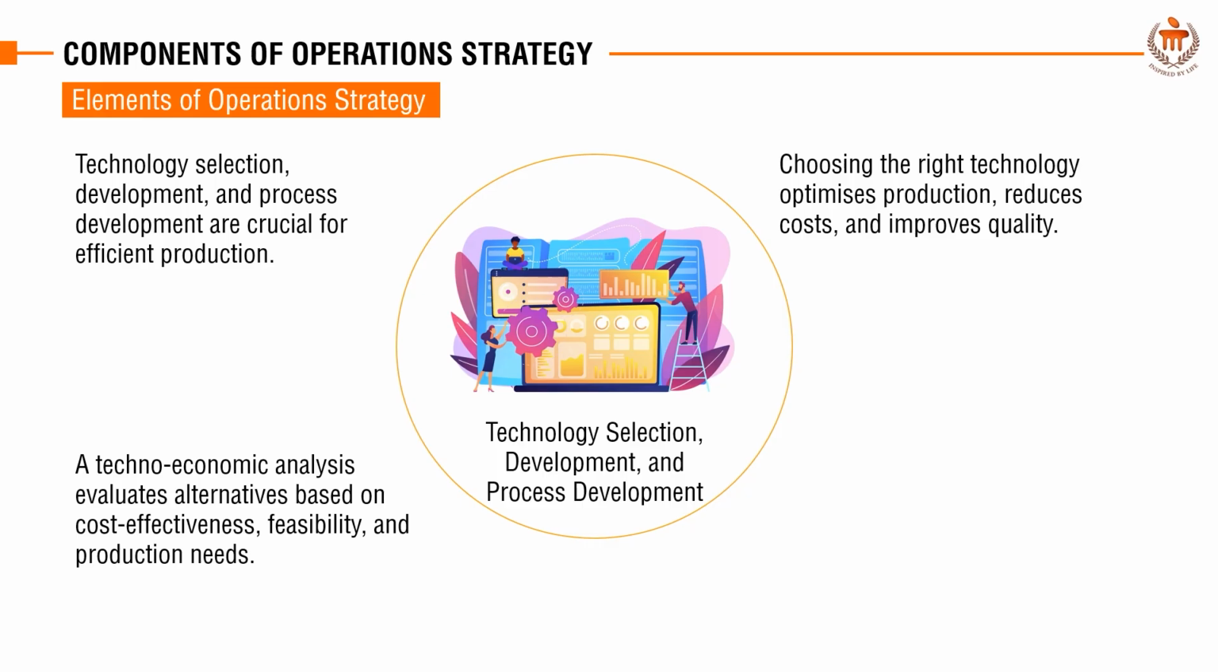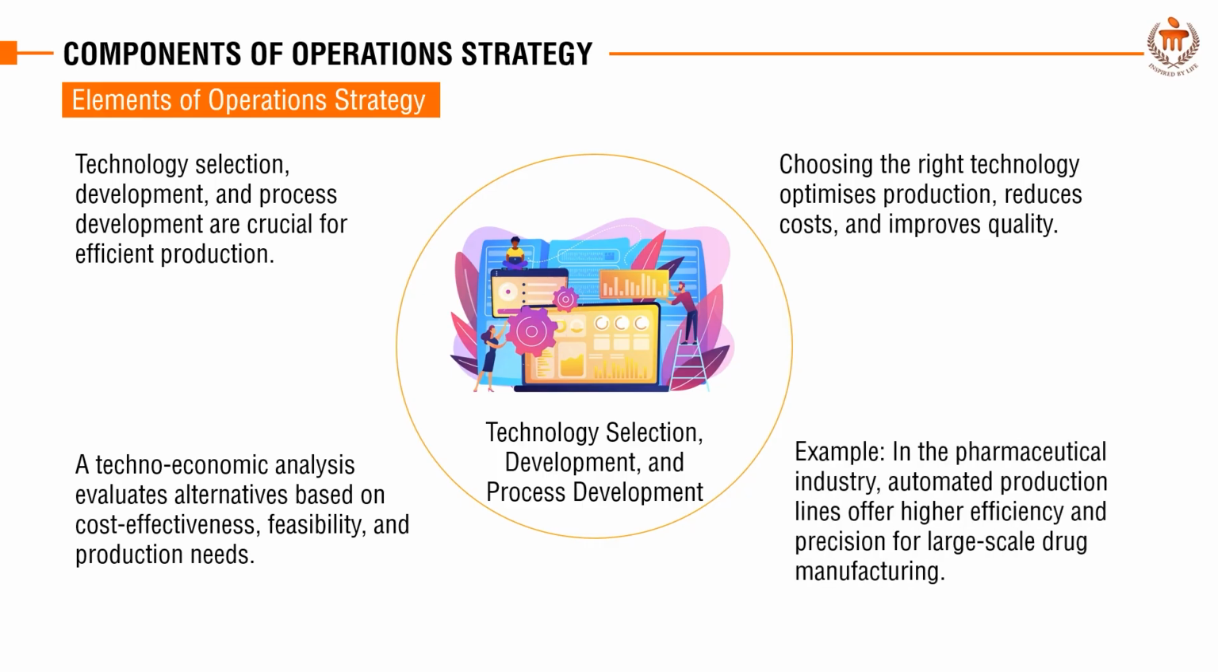A techno-economic analysis of various alternatives helps in evaluating different technologies based on their cost effectiveness, feasibility, and alignment with the production needs. For example, in the pharmaceutical industry, selecting between manual and automated production lines for drug manufacturing depends on factors like production volume, precision requirements, and cost. Automated technology may offer higher efficiency and precision, making it a better choice for large-scale production, ensuring both cost savings and quality control.